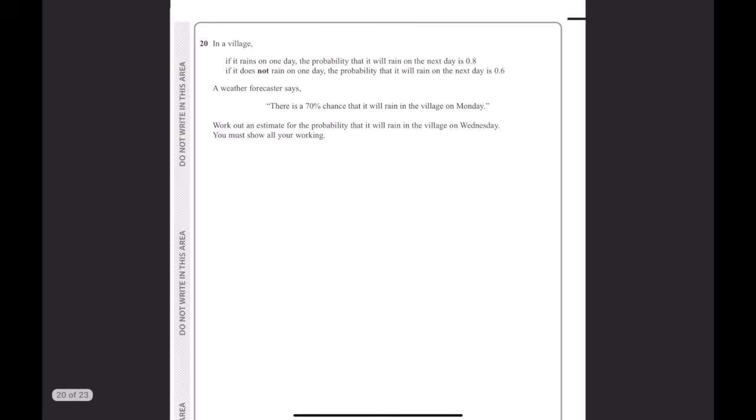So in a village, if it rains on one day, the probability that it will rain on the next day is 0.8. If it does not rain on one day, the probability that it will rain on the next day is 0.6. There is a 70% chance that it will rain in the village on Monday. Work out an estimate for the probability it will rain on Wednesday.